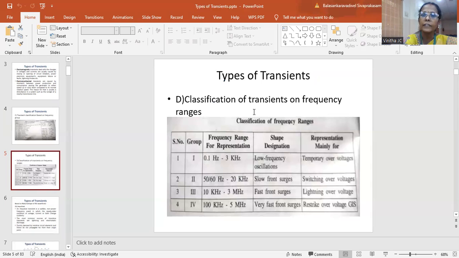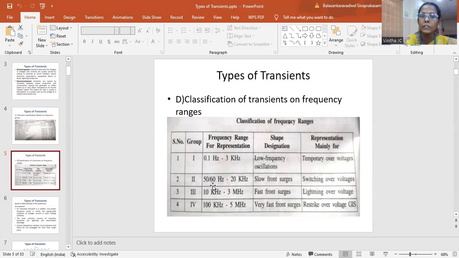And next one, classification of transients based on frequency ranges. Depending upon the frequency range, the transients are classified. The first classification is the frequency range of 0.1 Hz to 3 kilohertz. Here the shape of the waveform is nothing but low frequency oscillations, and this is due to temporary over voltages. For example, we can say lightning over voltage.